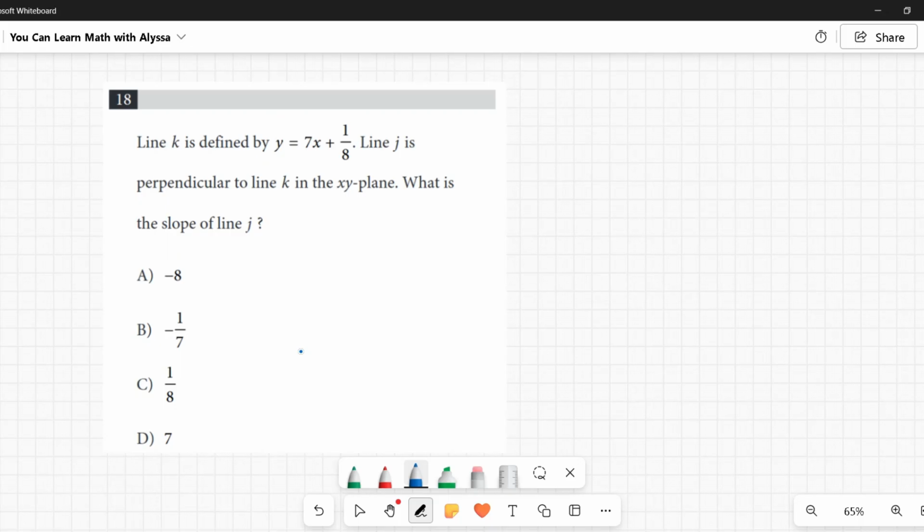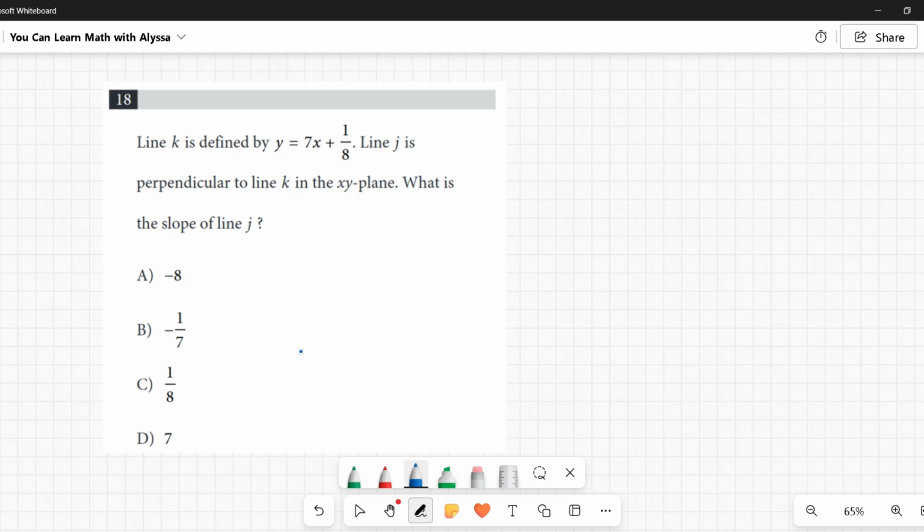Number 18, line K is defined by y equals 7x plus 1/8. Line J is perpendicular to line K in the xy plane. What is the slope of line J? They're testing your knowledge of how the slopes of two perpendicular lines relate to each other and also slope-intercept form.